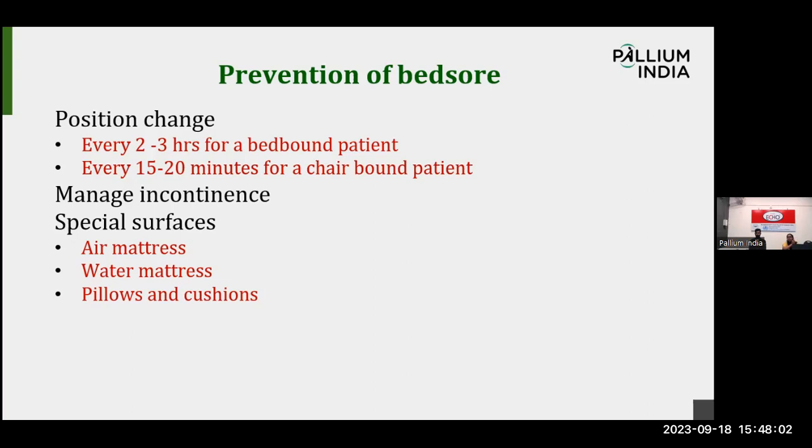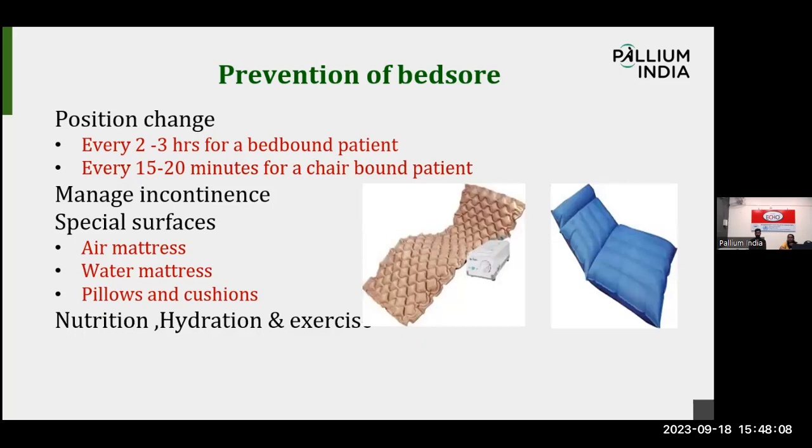And another thing is special mattress, air mattress, water mattress, pillows, cushions, all these things you have to think about. And nutrition, hydration, exercise. So don't forget about nutrition. Protein intake is also mandatory. They should take protein-containing diets. Otherwise the patients will get pressure ulcer. And hydration, exercise. If they are not able to move individually, you can encourage the caregivers to do some passive exercise for their loved ones, so that we can improve the blood circulation, and we can prevent constipation too.